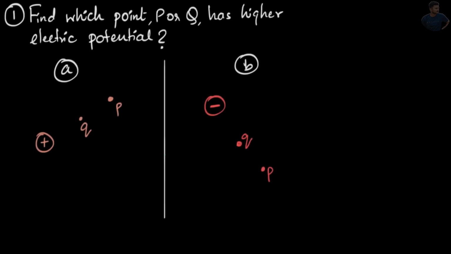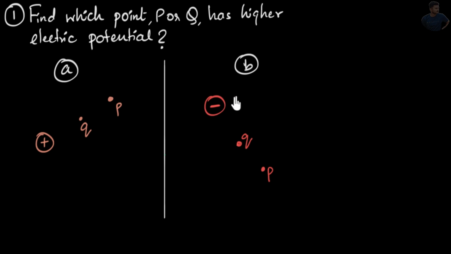Potentials and potential energies can be so confusing. So let's try to solidify our understanding by solving a couple of conceptual problems. So here's problem number 1. We are asked to find which point, P or Q, has higher electric potential.